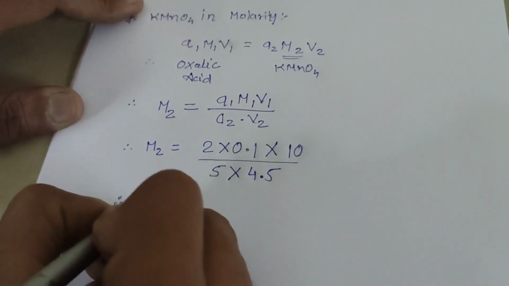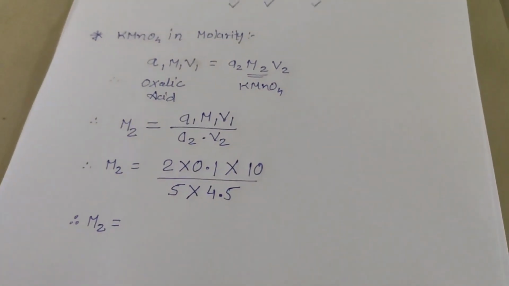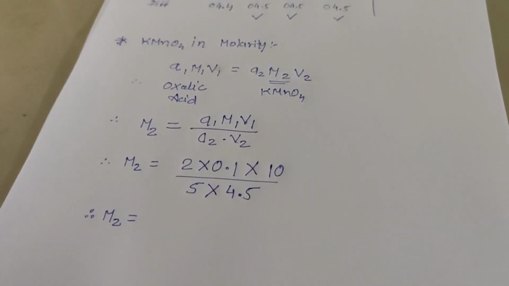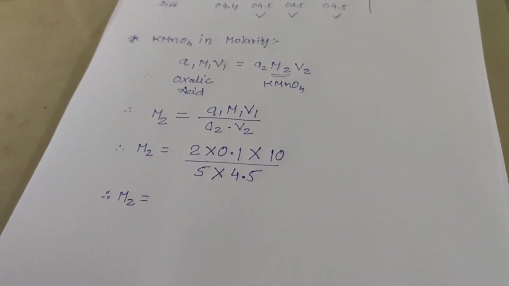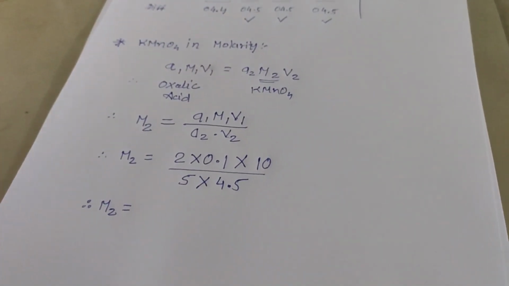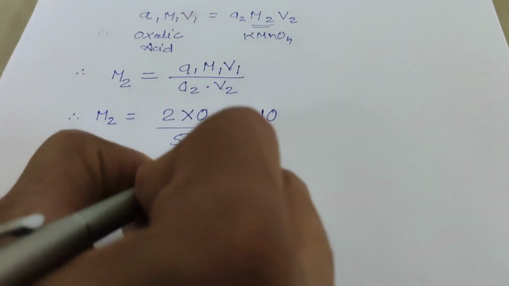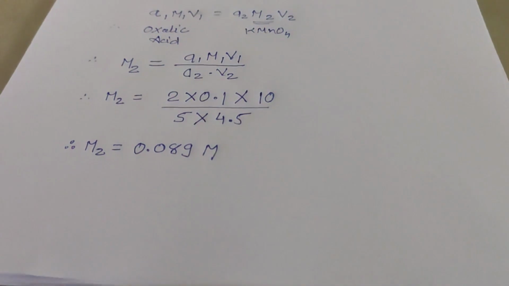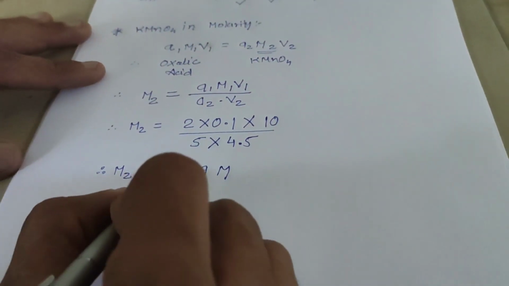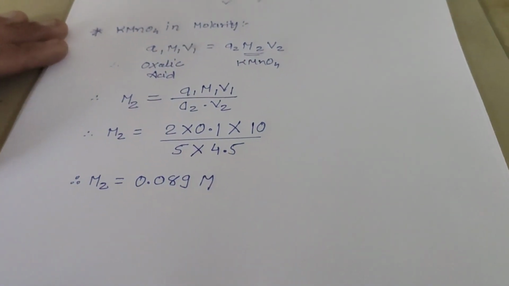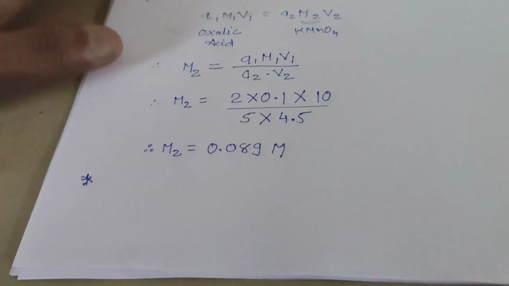Now use the calculator for this calculation. 2 into 0.1 into 10 will be equal to 2. 2 divided by 5 and again divided by 4.5. Your answer will be 0.089 molar. Your concentration of KMnO4 is 0.089 molar. Now our second calculation.